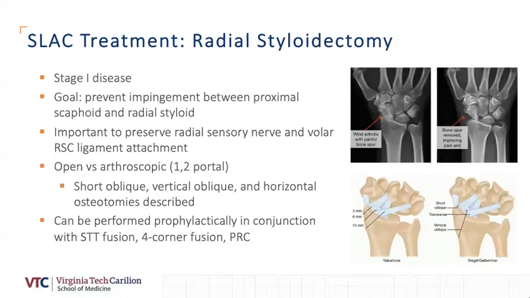So you can also do a radial styloidectomy for stage 1 disease. And the goal of this is to prevent impingement between the proximal scaphoid and the radial styloid. And when you're doing this procedure, you want to make sure that you preserve those radial sensory nerves as you get down to there. And then you also want to be careful of the RSC ligament, which is in that location as well. And this can be done as an open or arthroscopic procedure. And then there are different osteotomies that have been described as well.